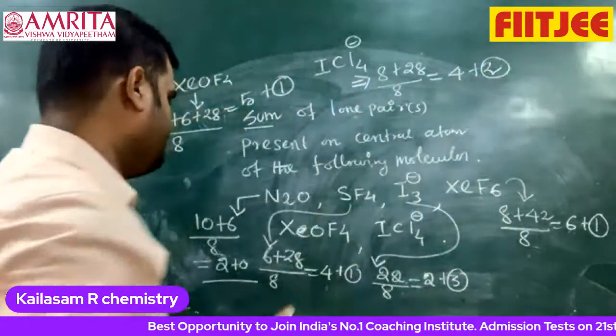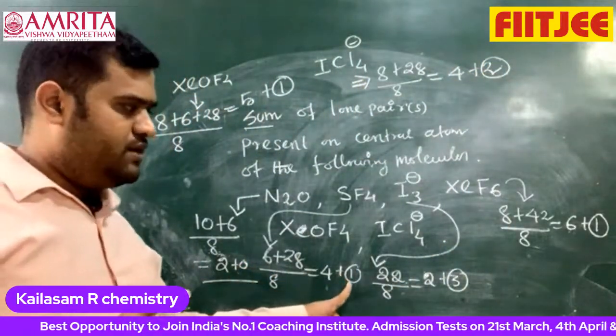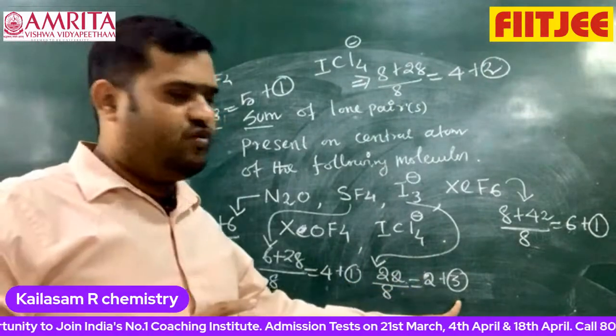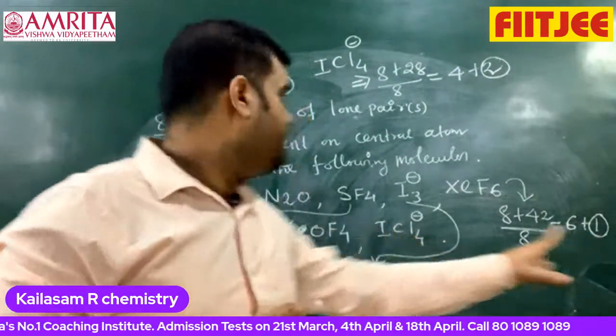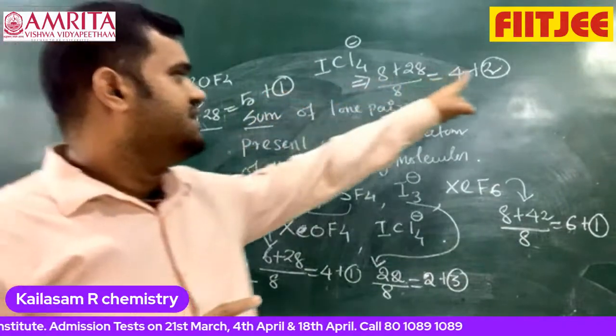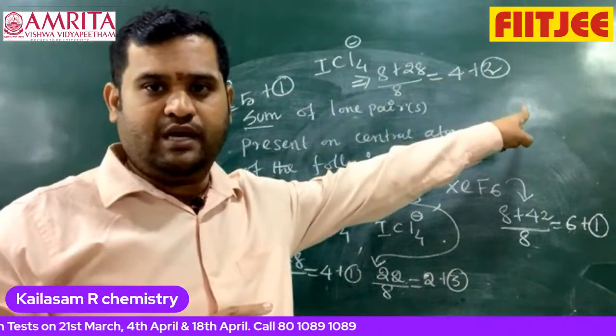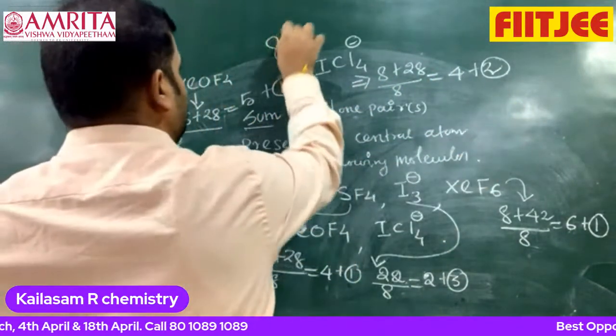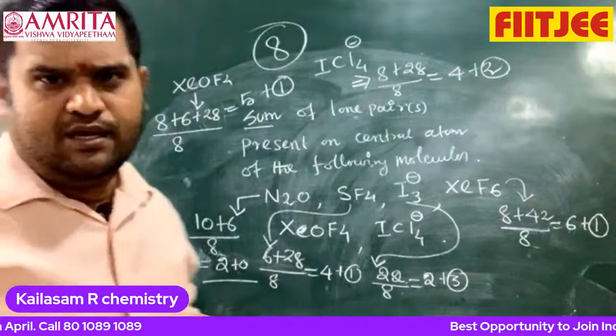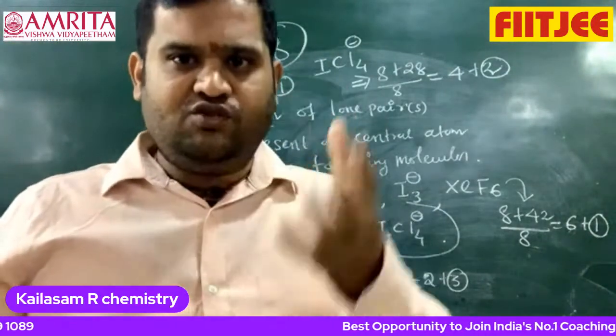Now if I do the sum: 0, 1, 1 plus 3 is 4, 4 plus 1 is 5, 5 plus 1 is 6, 6 plus 2 is 8. So the answer is 8. These are the types of questions you may expect.